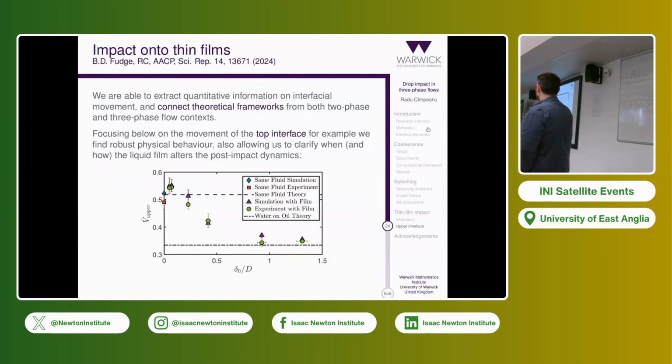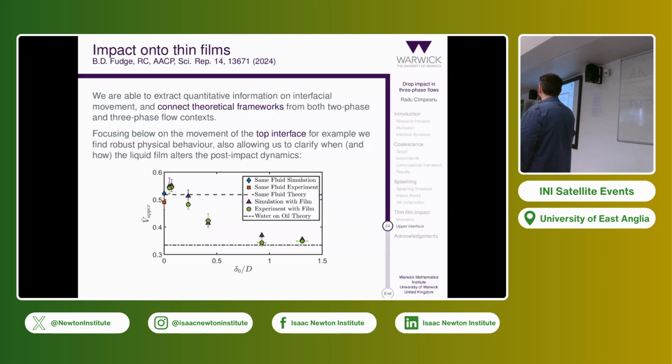The velocity of the upper interface that used to be about 0.5 before, if it were the same fluid, so if no oil film was present, you'd expect to get this value. If it were a deep pool of oil film present, based on that equation I mentioned before, you get this value of about 0.32. Depending now on the thickness of the liquid film relative to the drop, you get to see essentially a trend where initially you start off from around this value of 0.5. If the film is very thin, it's non-noticeable. It's as if almost it's the same fluid type of situation.